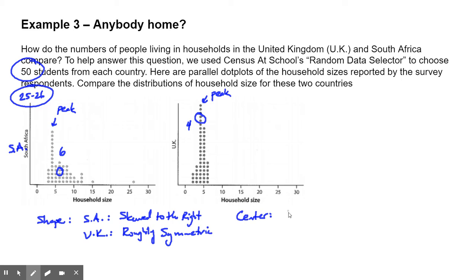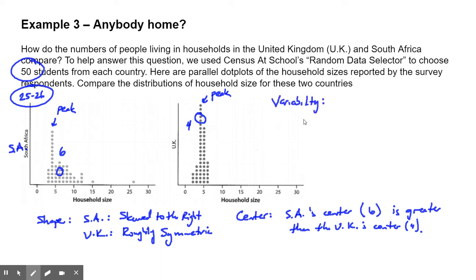So we would say South Africa's center, and in parentheses I would put 6, is greater than the UK's center. I would just put 4, just like that. Simple, right? But make sure you write a sentence for the center. Okay, next is the variability.